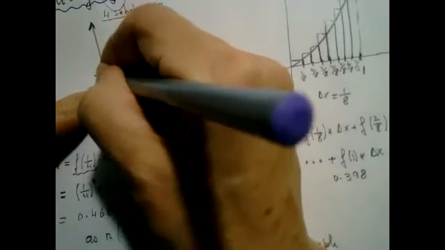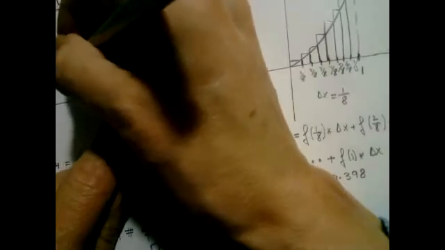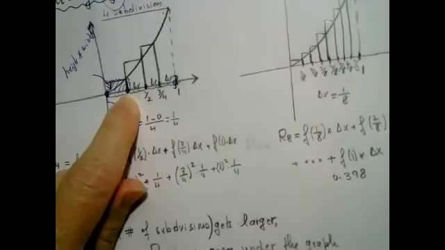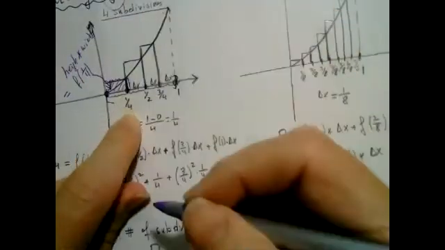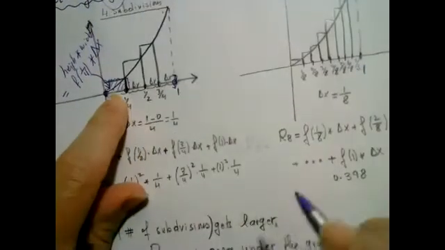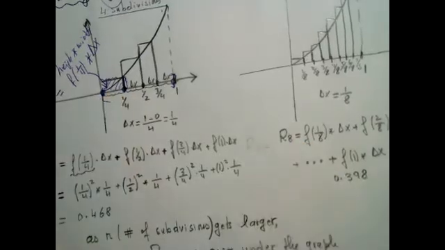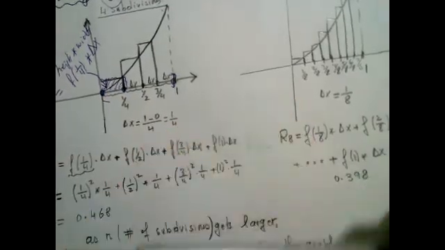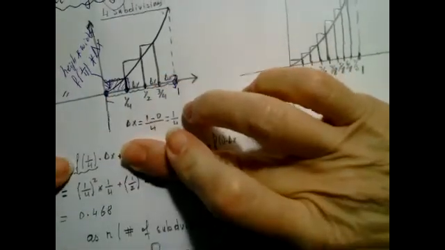Now the area of this rectangle is the height times the width. The height is the value of the function here, from here to here. So it's the value that the function takes at 1/4 times the width, which is delta x. That's the area of my first rectangle.